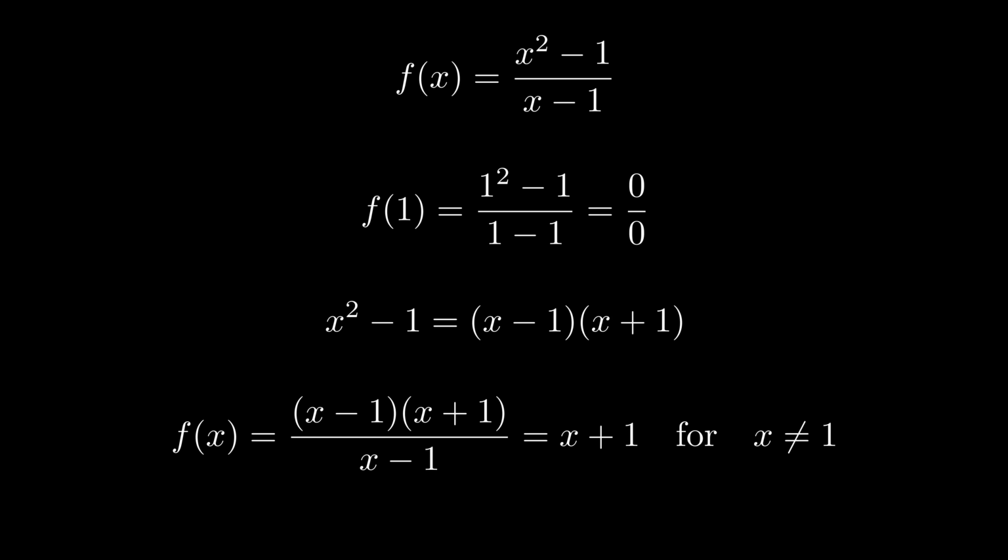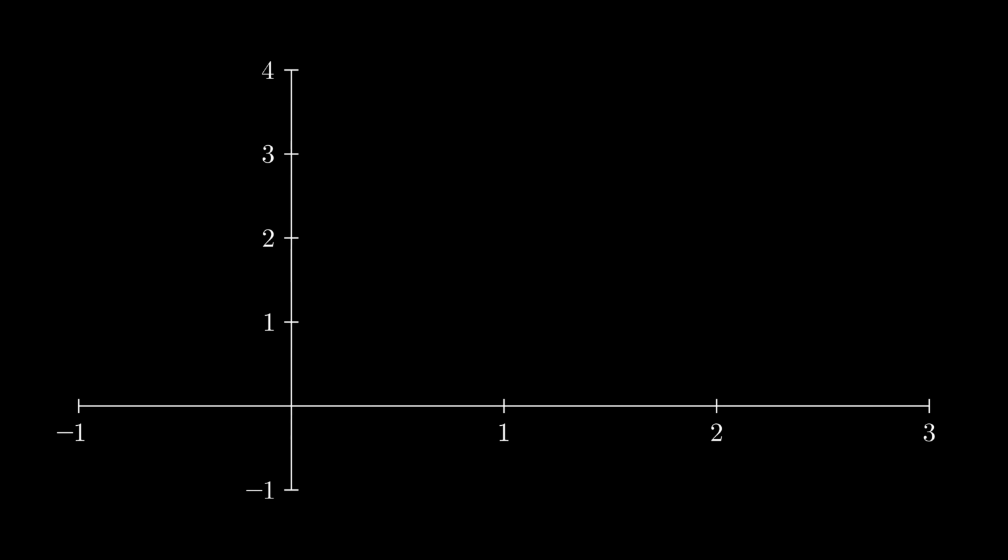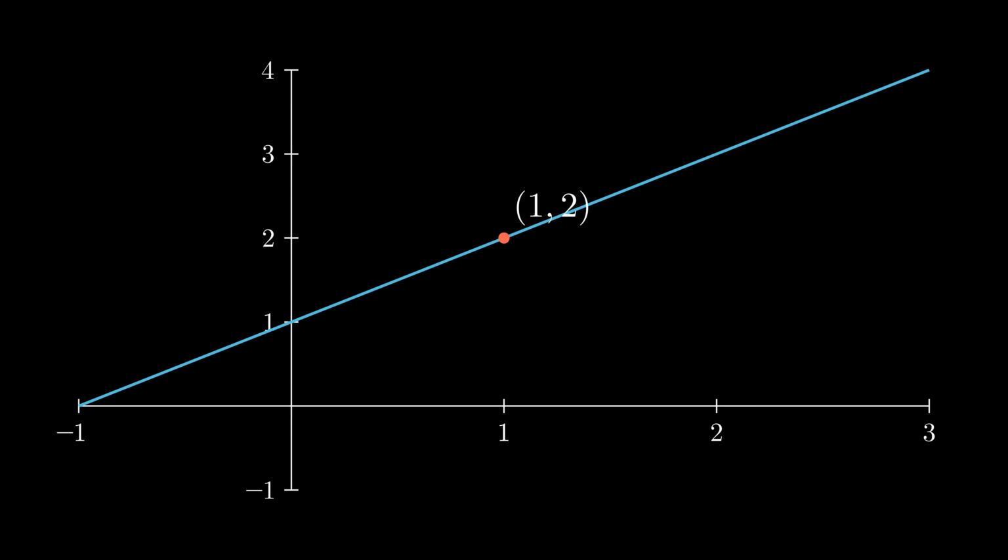Cancelling x minus 1 from numerator and denominator, we get that f of x simplifies to x plus 1 for all x not equal to 1. Let's look at the graph. The function behaves exactly like the line y equals x plus 1, but with a hole at x equals 1. The hole is located at the point (1, 2), the value the function approaches as x gets closer to 1.